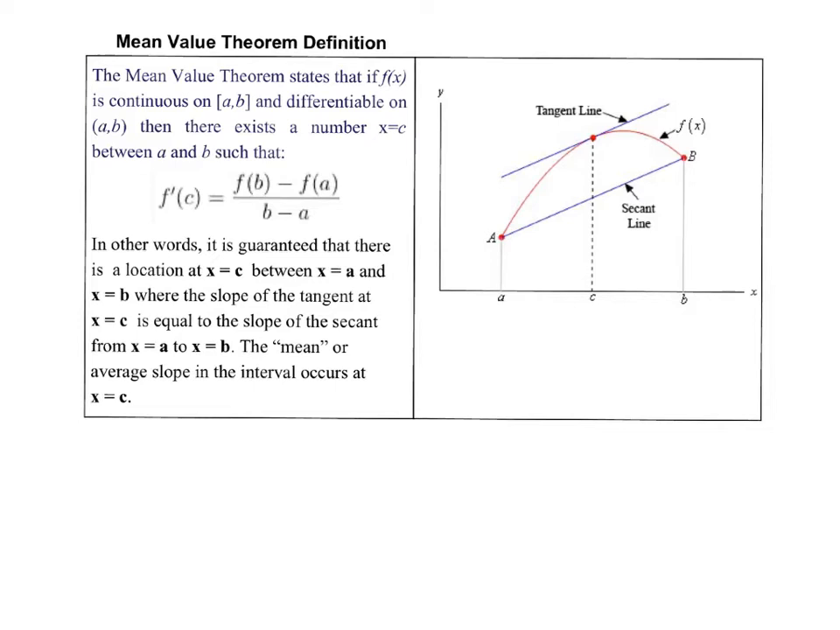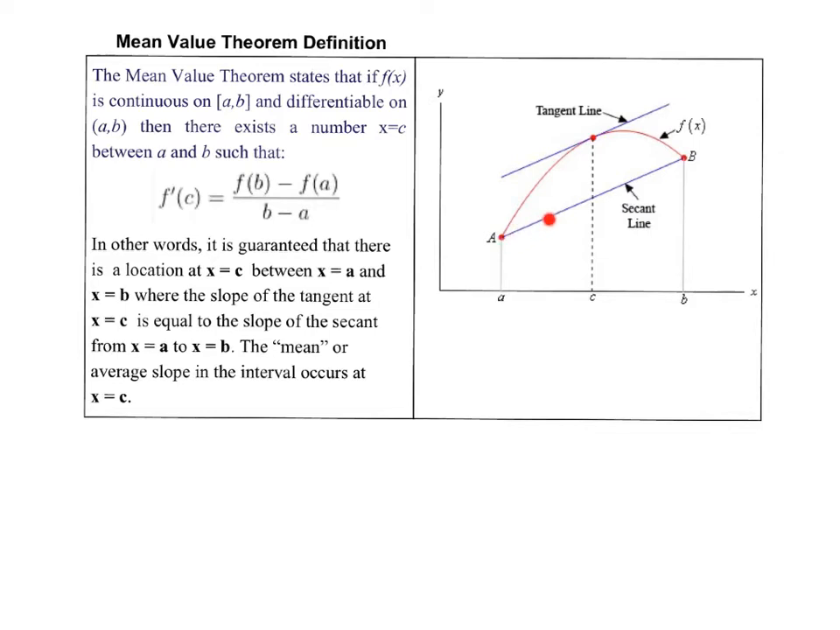I want to go over, however, what the actual formal definitions of the mean value theorem are. So two things. Initially, the function must be continuous between x equals a and x equals b, right? The function must be differentiable between x equals a and x equals b. And if those two conditions are satisfied, we can start looking at the mean value theorem. So here's what the mean value theorem is.